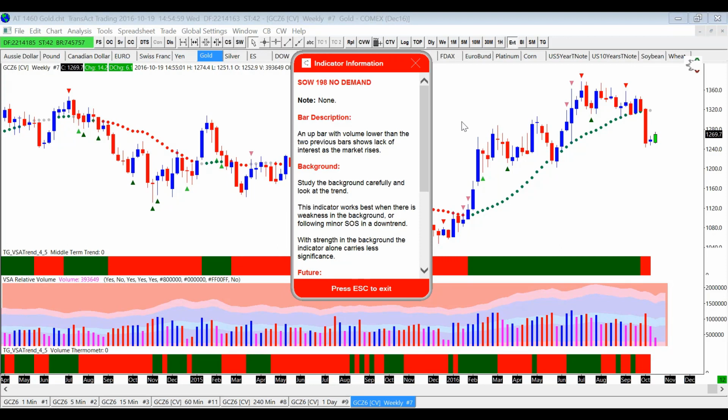Let's read what Tom Williams says about this. He says, it's an up bar with volume lower than the two previous bars, showing lack of interest as the market rises. Study the background carefully. This indicator works best when there is weakness in the background or following a sign of strength in a downtrend. Is there immediate weakness in the background? Well, it's over here. It's a double top. So that still counts. It's weakness in the background, and it's there, okay?